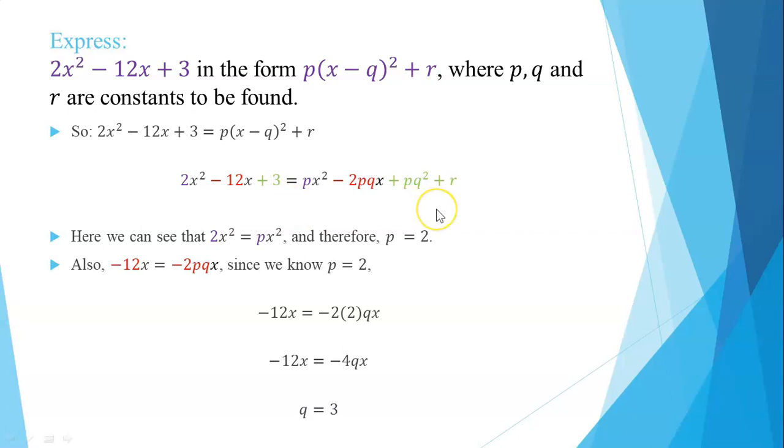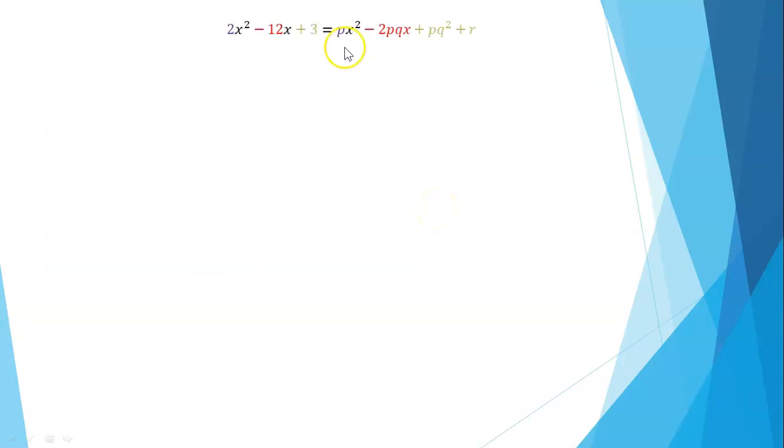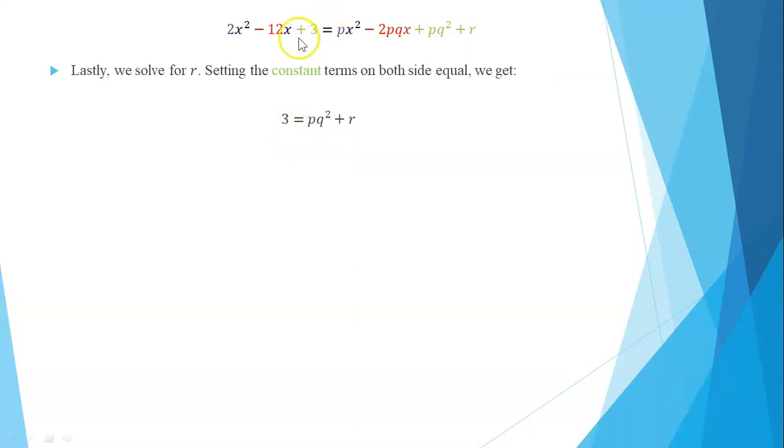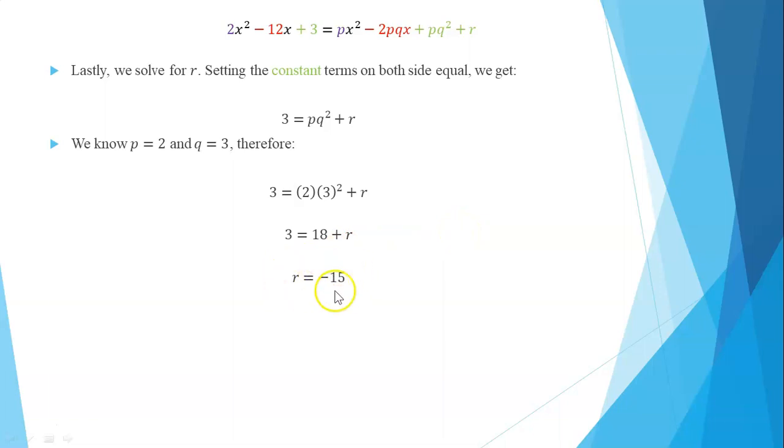Now we look at the constant terms. Lastly we solve for r. Setting the constant terms on both sides equal, we get 3 must be equal to pq squared plus r. We know p is 2 and q is 3, so it's 2 times 3 squared plus r, which is 18 plus r. We make r the subject, so r is equal to negative 15.